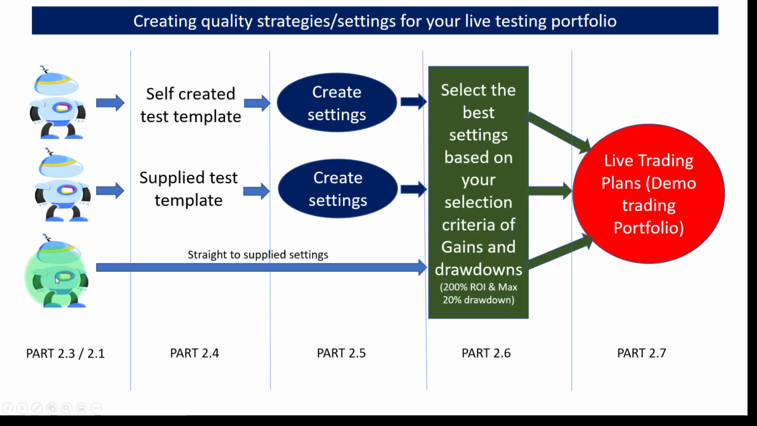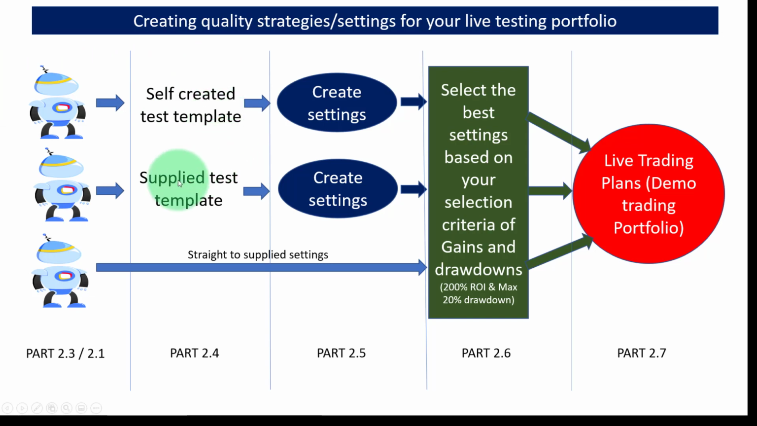Firstly, you would start with a robot. Now that robot could be a purchased robot, it could be your own robot, it could be a free robot, any one of those. And what you would do, if it was your own robot, is create a testing template. Now a testing template is what we use to generate results for the robot, but also for generating settings. So you would do what we call a self-created template.